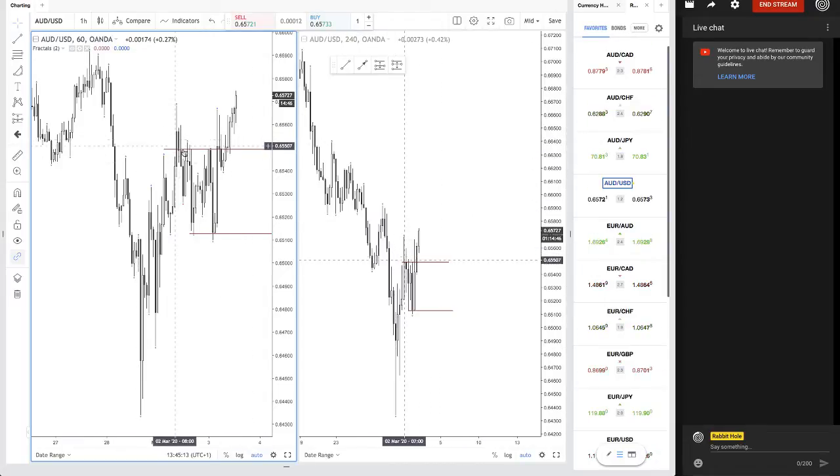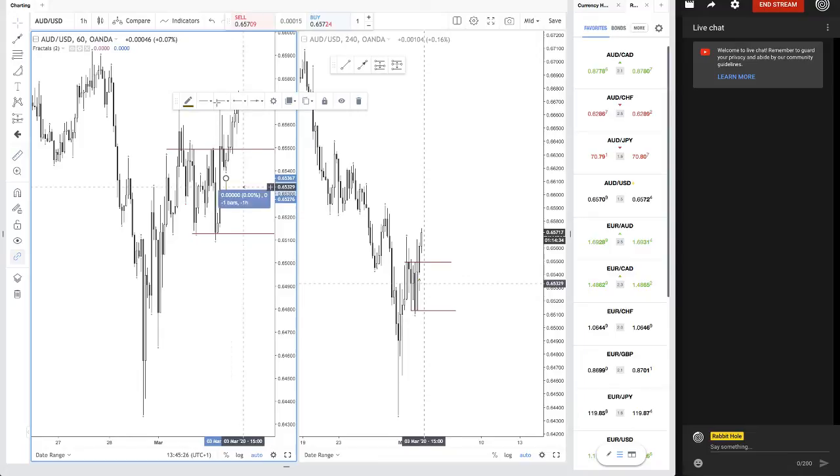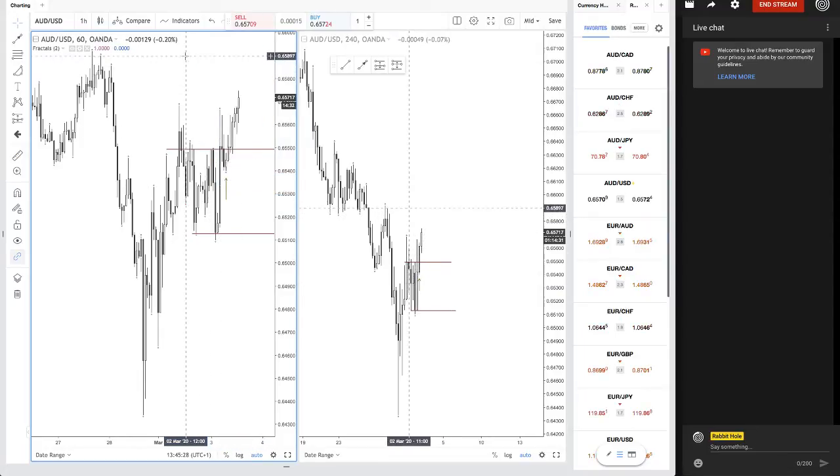Here was a very good example. See, we draw the fractal on the bottom one. The market broke above, it pulled back and came back up. That is a very good sign of a bullish entry. And why is this happening?